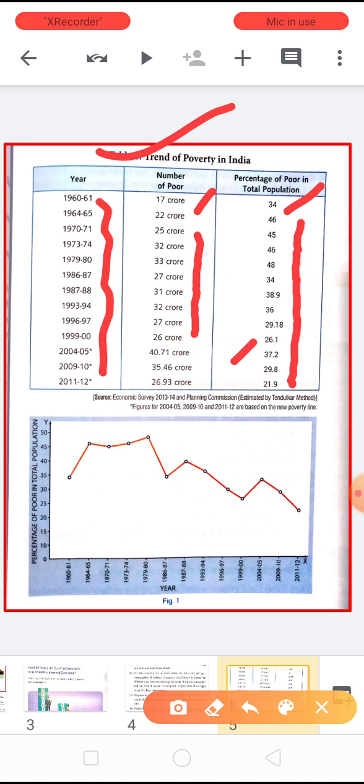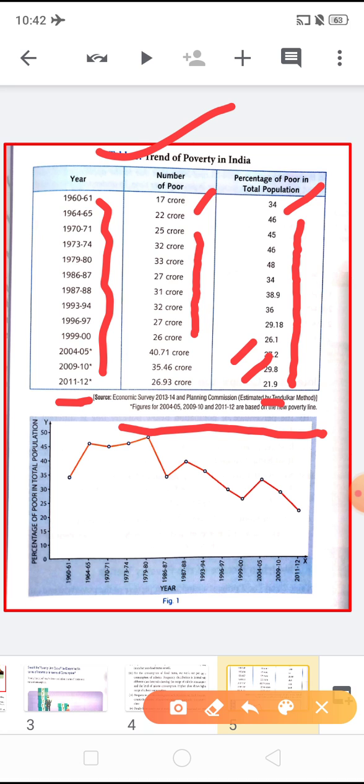Then in the year 2009 to 10 it decreased to 29.8, and recently in the year 2011 to 12 almost 21.9 percent of the country's population was living below the poverty line. So all this information is supplied under the Economic Survey 2013 to 14, and the Planning Commission established the Tendulkar method, the Tendulkar committee. The figures for 2004 to 5, 2009 to 10, 2011 to 12 are based on the new poverty line.